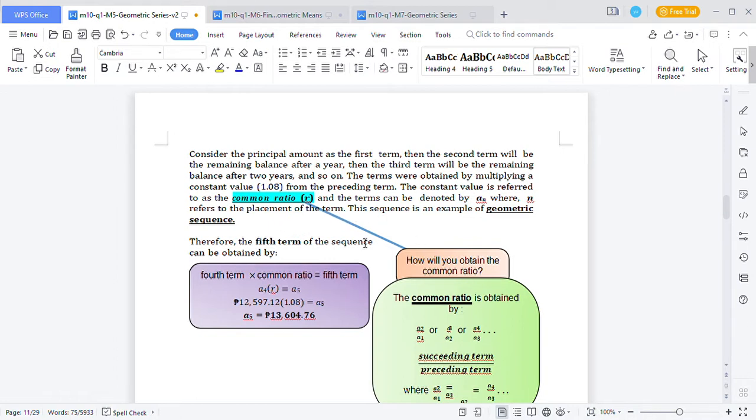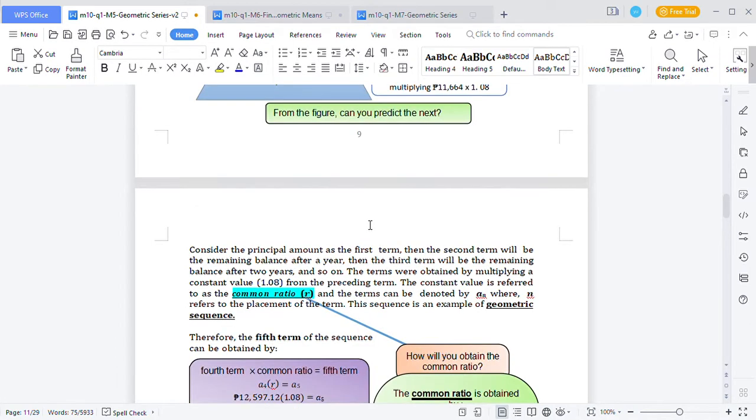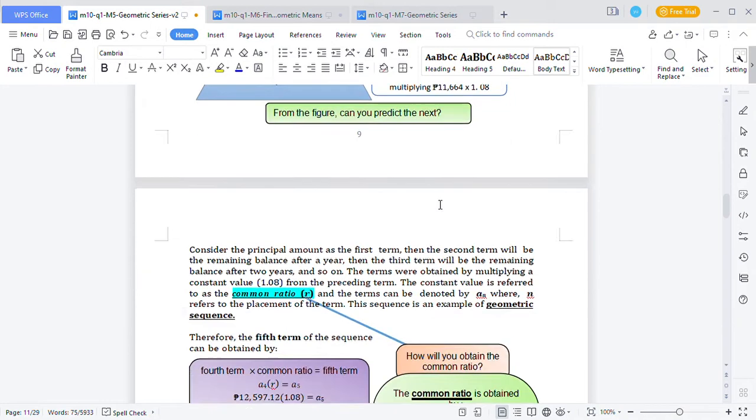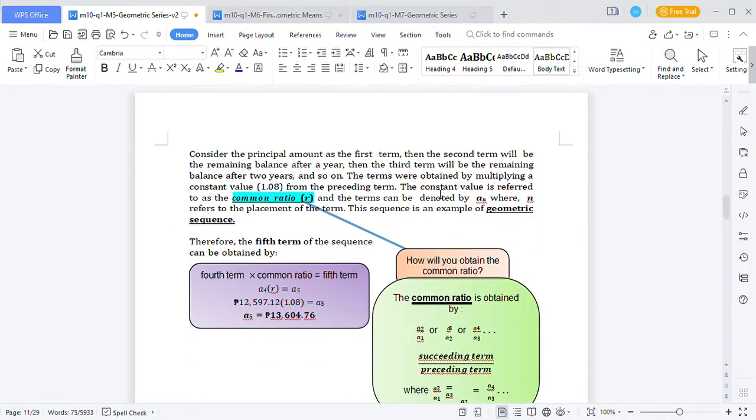This sequence is an example of a geometric sequence. So of course, if you find a common ratio in a given sequence, you can call that a geometric sequence. Therefore, the fifth term of the sequence can be obtained as follows. The last term we computed is the fourth term. Given the fourth term and the common ratio, we can obtain the fifth term by multiplying the fourth term times the common ratio. So A sub 4 times R is equal to A sub 5.